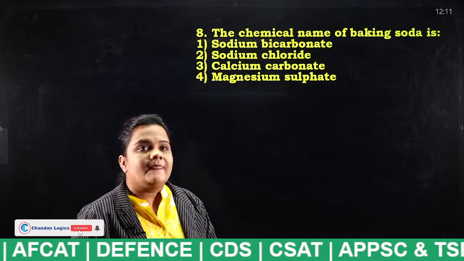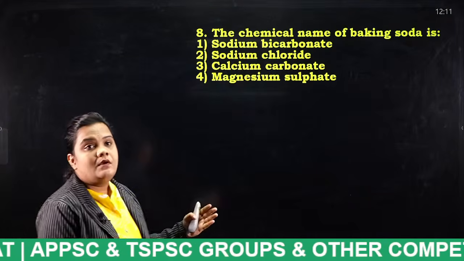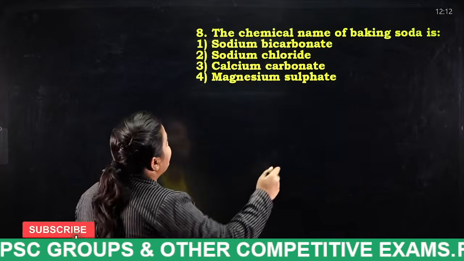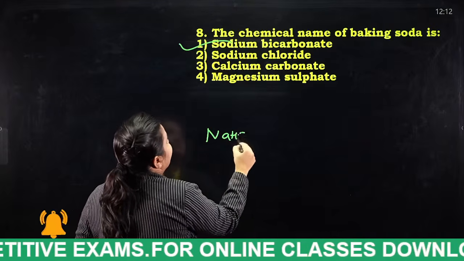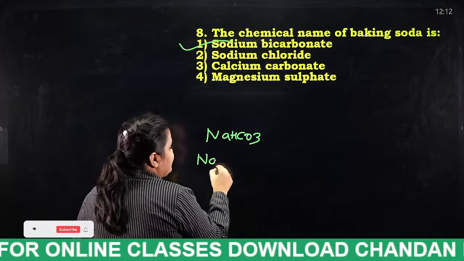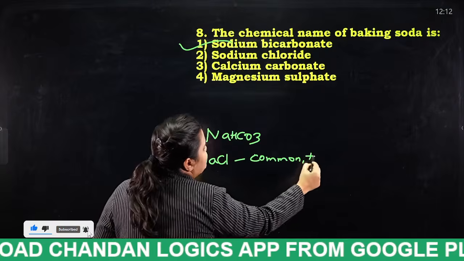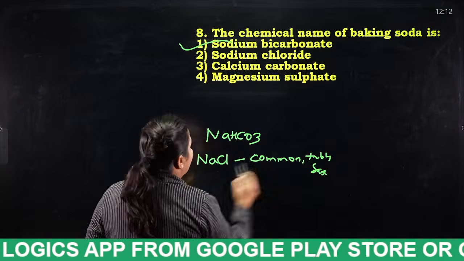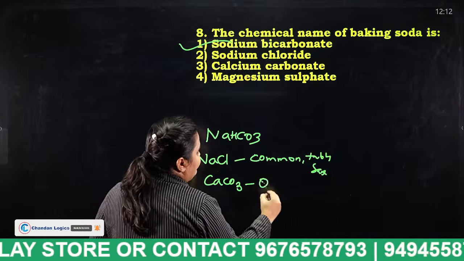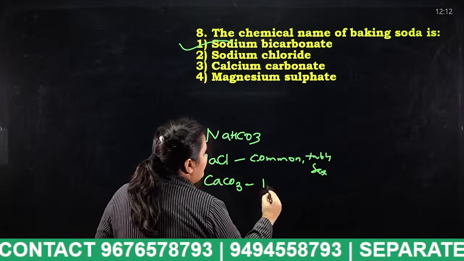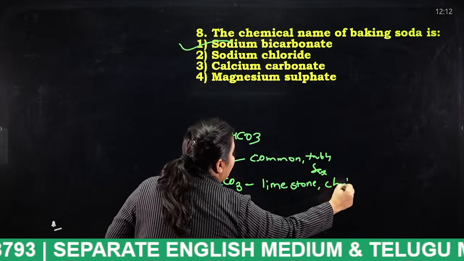Yes, very good. So baking soda is also known as what? The chemical name of baking soda is sodium bicarbonate, NaHCO3. Sodium chloride, as we discussed in the earlier session, is also known as common salt or table salt. And calcium carbonate, CaCO3, is known as limestone, or chalk, or marble.